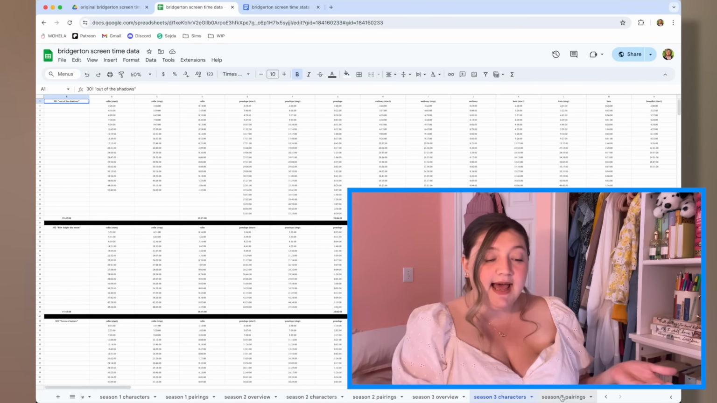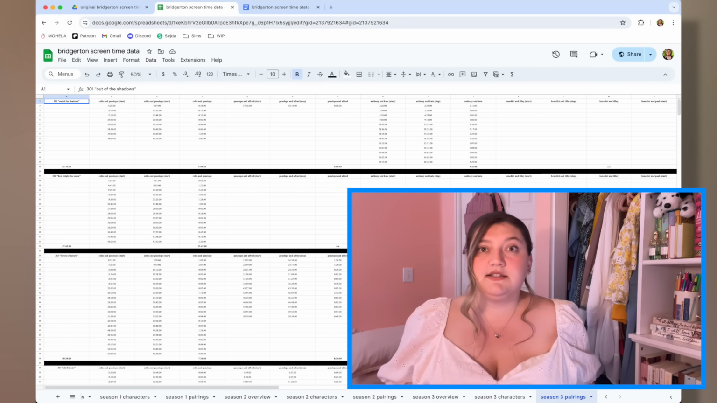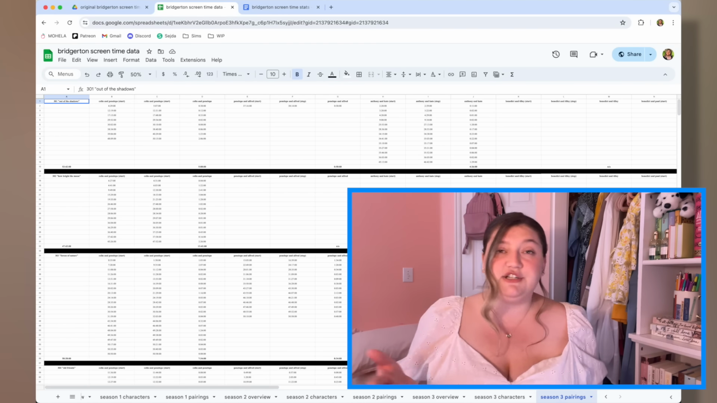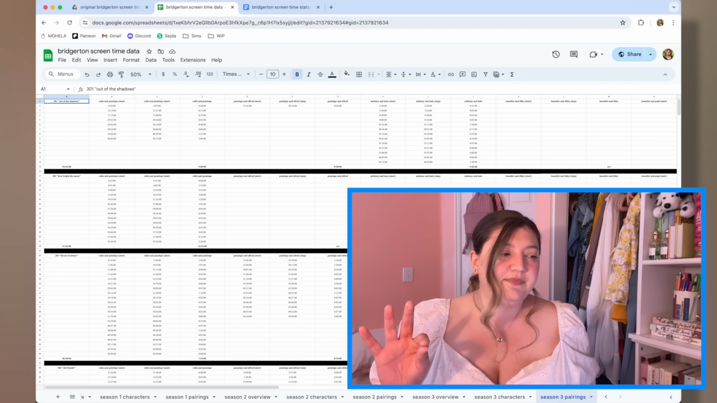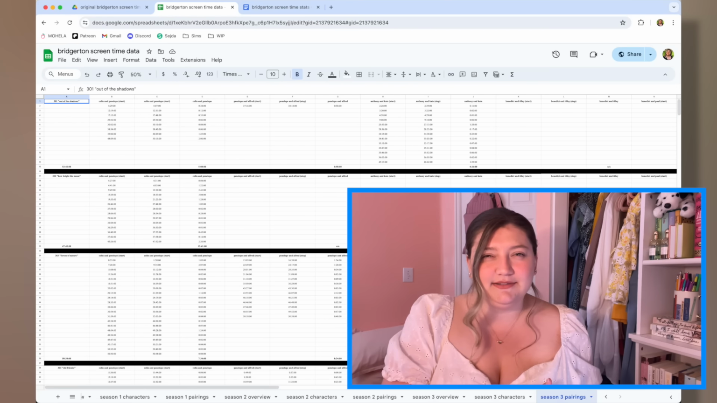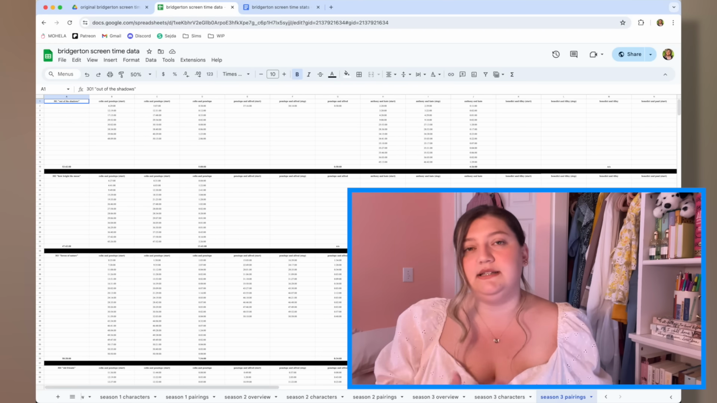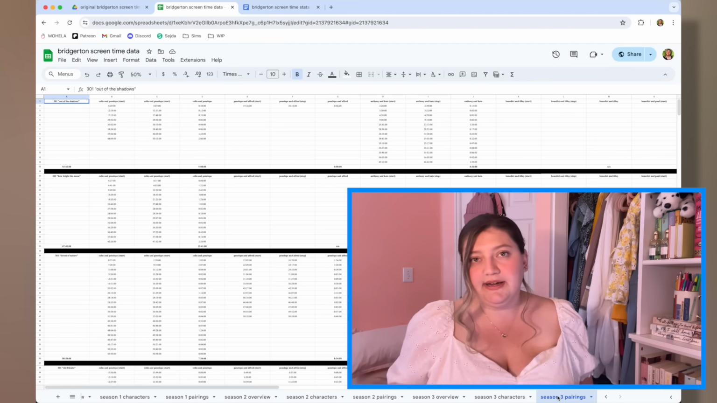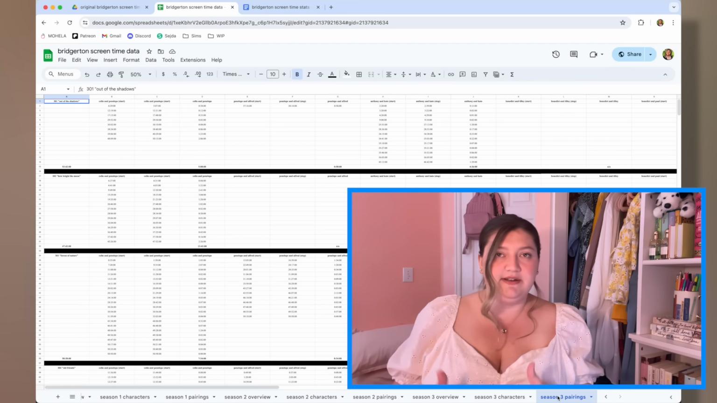Then my last tab is the pairings tab. So now that we've gotten to Penelope and Colin's season, and besides, I guess, Francesca and Michaela now, they were the only couple who predated their season. They got to interact before their season. They got to have build up and slow burn and all of this stuff. I've definitely noticed an increase of people talking about cumulative screen times.